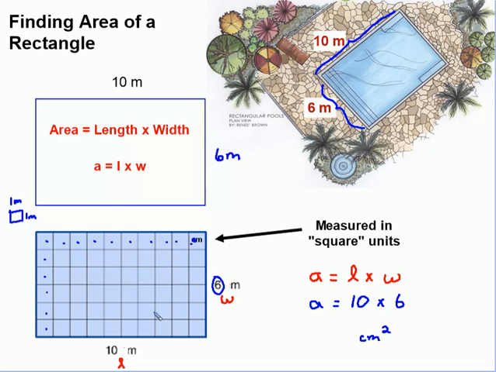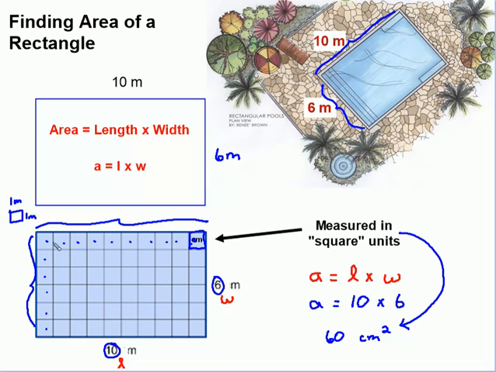6 meters times 10 meters gives us 60, and it's in meters squared. If you notice, we have these squared units here. It says measured in square units. We have that little squared symbol right up there. So these are squared, and that's because, as you see, these are little squares here. It's not just the length in one direction. This would be measured in meters. This could be measured in meters.